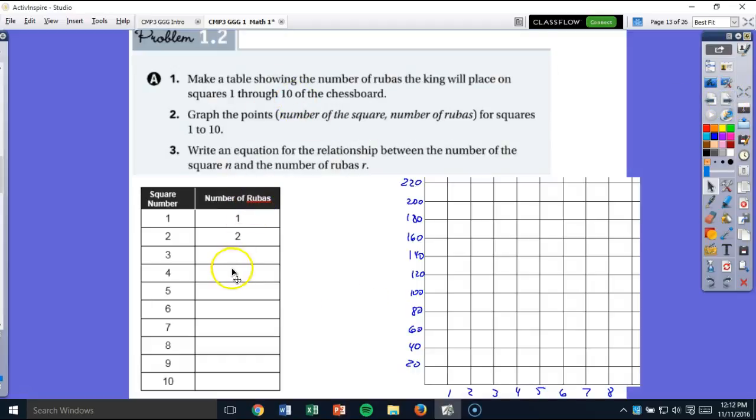On the lab sheet, it will have this table and this graph. So you're going to make a table showing the number of rubas the king will place on squares 1 through 10 of the chessboard. Square 1, 1 ruba. Square 2, 2. So graph the points over here for the number of squares from 1 to 10, and write an equation for the relationship between the number of squares n and the number of rubas r. So just like we did in 1.1, we're going to come up with an equation here in A.